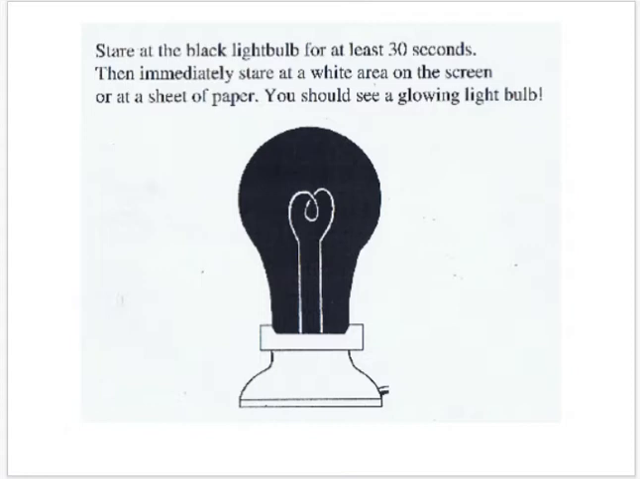This one's kind of cool. It actually worked for me. Stare at the black light bulb for at least 30 seconds. Then immediately stare at a white area on the screen or at a piece of paper. You should see a glowing light bulb. Stare at it for 30 seconds. Here we go. And here's your white screen. Did you see the light bulb? If not, go back, pause the video, and then take out a piece of paper and stare at that white piece of paper after your 30 seconds.